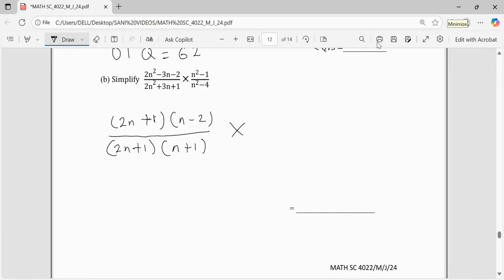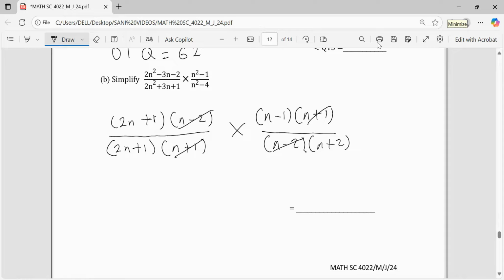Also, we can apply difference of two squares. So n squared minus 1 is n minus 1, n plus 1. So this is what we mean by difference of two squares. Then n squared minus 4, that is n minus 2, n plus 2. That is also difference of two squares. So we can cancel out the common factors. N minus 2 cancels out n minus 2, n plus 1 cancels out n plus 1.